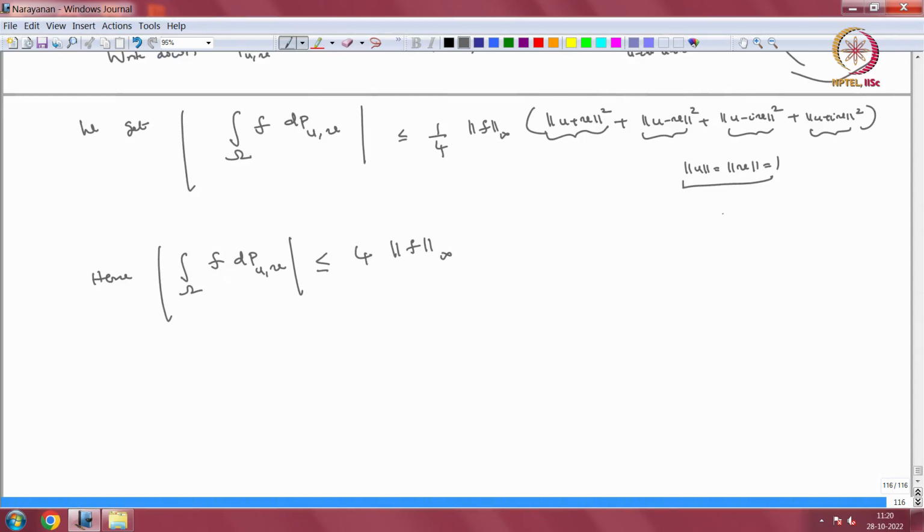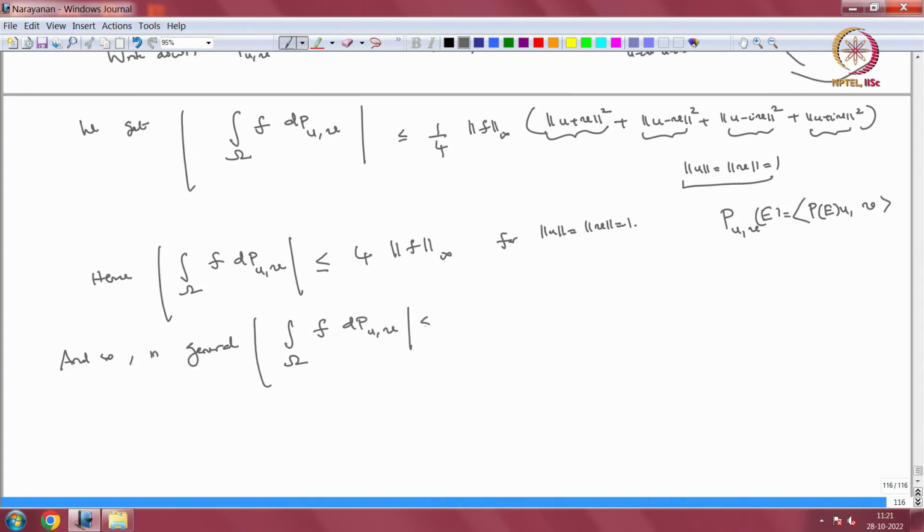Now, also remember that the definition of P u v was P e, the projection, acting on u, inner product with v, right. So, if u and v are not norm 1, you can divide by norm u and norm v, and you see that they come out, right. So, there is homogeneity. So, this is for norm u equal to norm v equal to 1, and so in general the integral over omega of f d P u v will be less than or equal to 4 times the L infinity norm of f, and you will have norm u times norm v coming out, right.